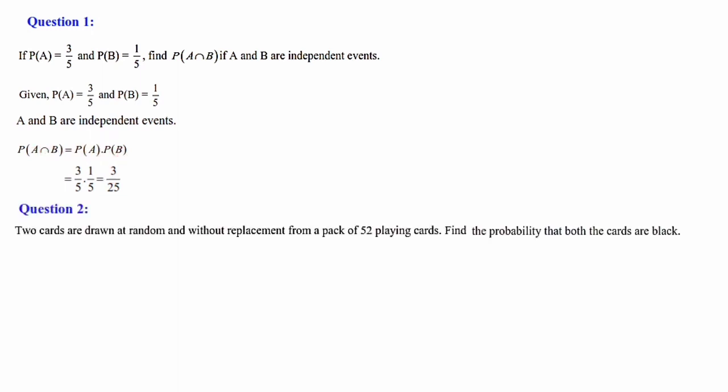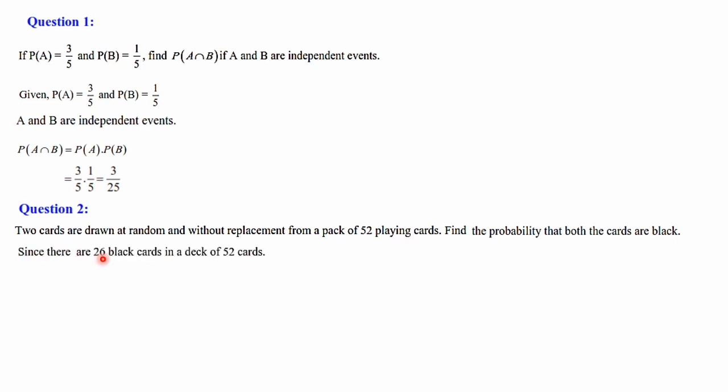Question number 2. Two cards are drawn at random and without replacement from a pack of 52 playing cards. Find the probability that both the cards are black. Without replacement means that once you have taken the card, it is not replaced. Out of 52, if you have taken one card, the next time the total number of cards will reduce to 51, because you have taken one and have not replaced it. That is the meaning of the phrase without replacement.